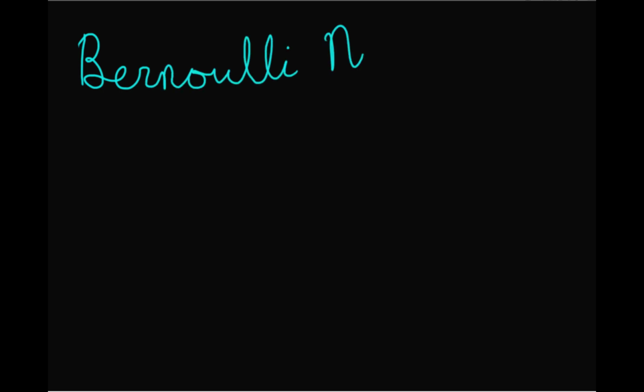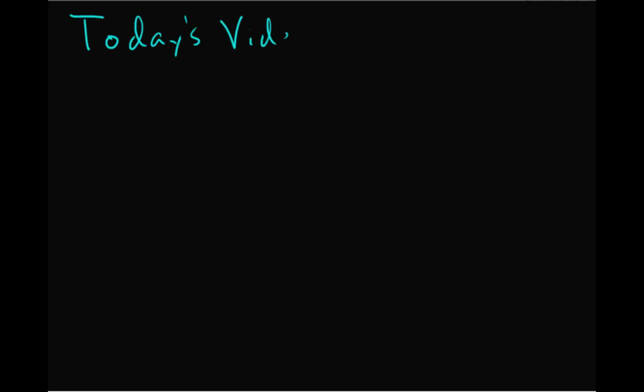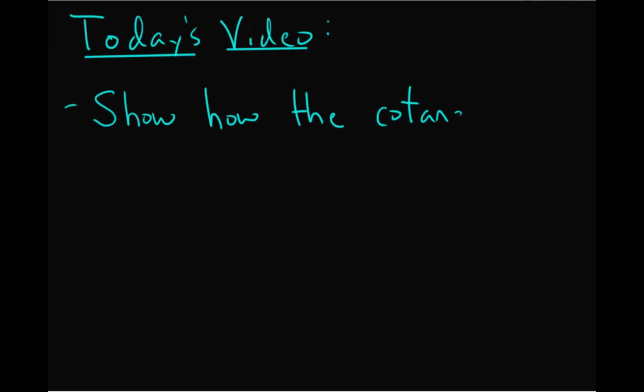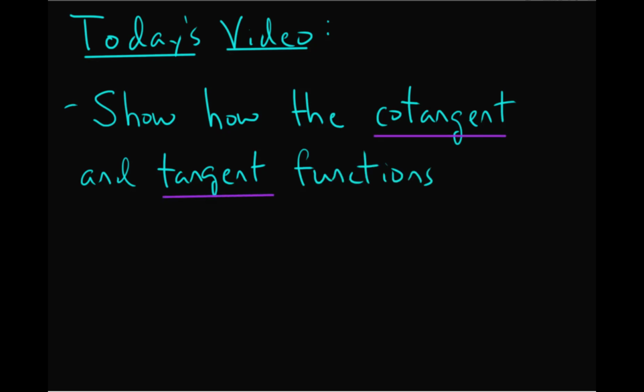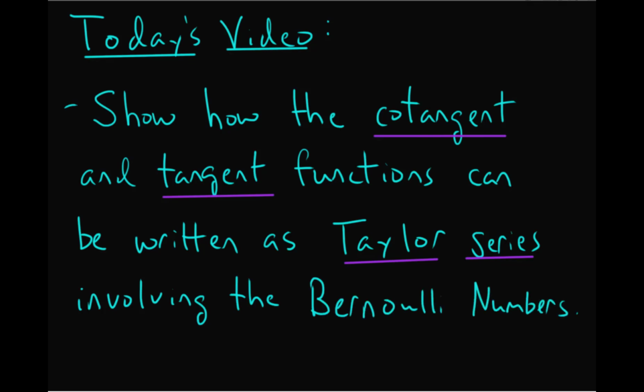Hello everyone, and welcome to today's video lecture, which is on the Bernoulli numbers, cotangent and tangent. Now, I've said before that the Bernoulli numbers are these amazing numbers that show up in all kinds of mathematical contexts. And one of the most widely known contexts, which we'll explore today, is their connection to the Taylor series expansions for the cotangent and tangent functions. So my goal for today's video is pretty straightforward. It's just to show how the cotangent and tangent functions can be written as Taylor series involving the Bernoulli numbers.